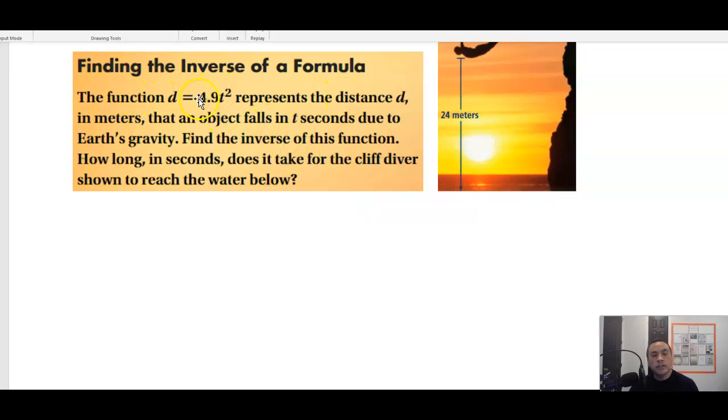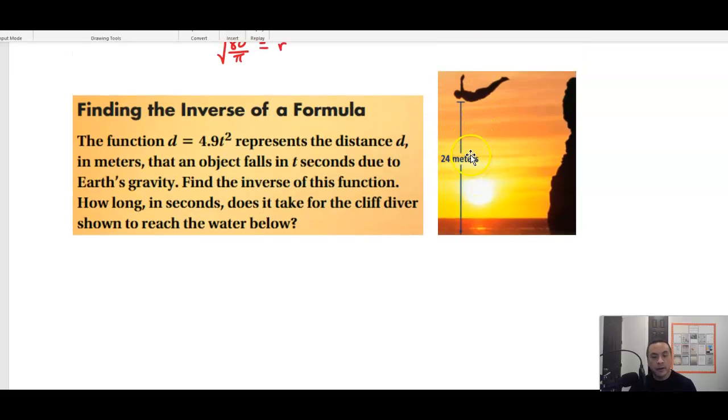Okay, the last thing is going to be this right here. The function d is equal to 4.9 t squared represents the distance d in meters that an object falls in t seconds due to the Earth's gravity. Find the inverse of this function, and then how long in seconds does it take for the cliff diver over here on this right side to reach the water below. The water would be at 0, okay, ground level. So we are going to start this.